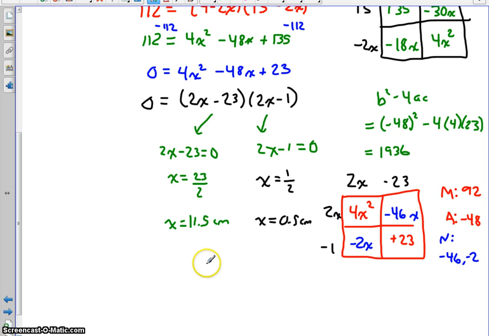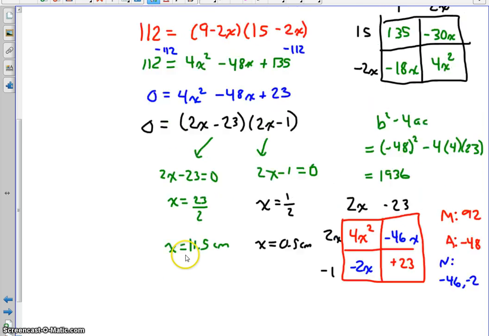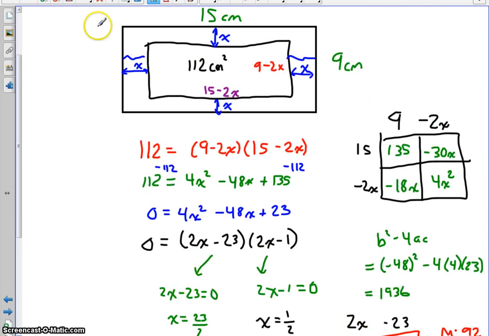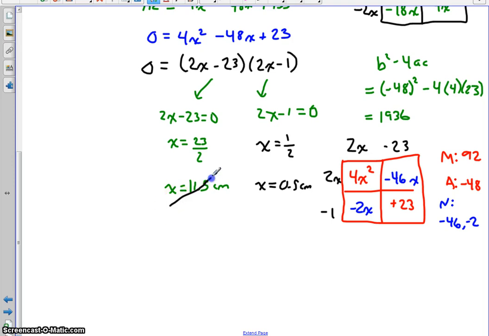So I have to ask myself, are both these answers valid? If I take a look at 11.5, I can see that's actually not going to be valid, because 11.5 is longer than one of the lengths of the original sheet of tin. The original sheet of tin was only 9 centimeters long. I can't possibly take out 11.5 centimeters from both the top and the bottom. There's not enough tin for that. So that makes that first answer inadmissible.